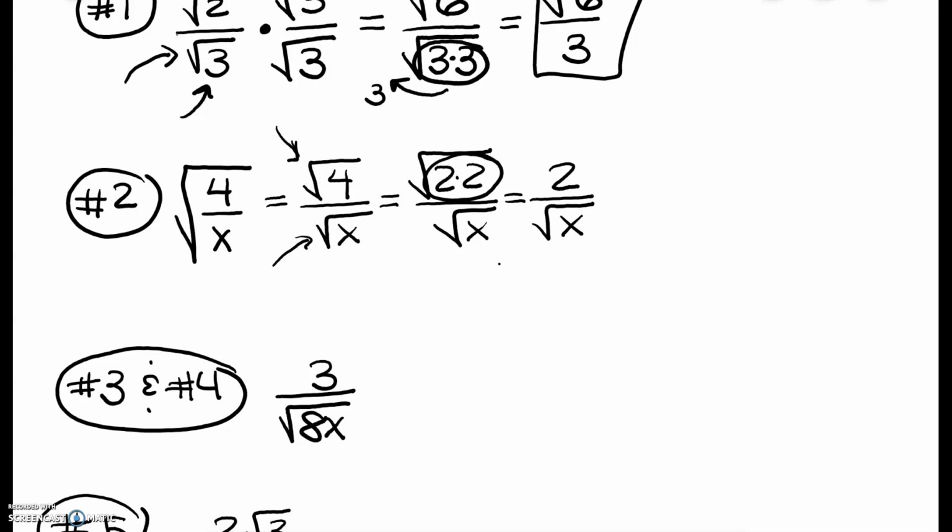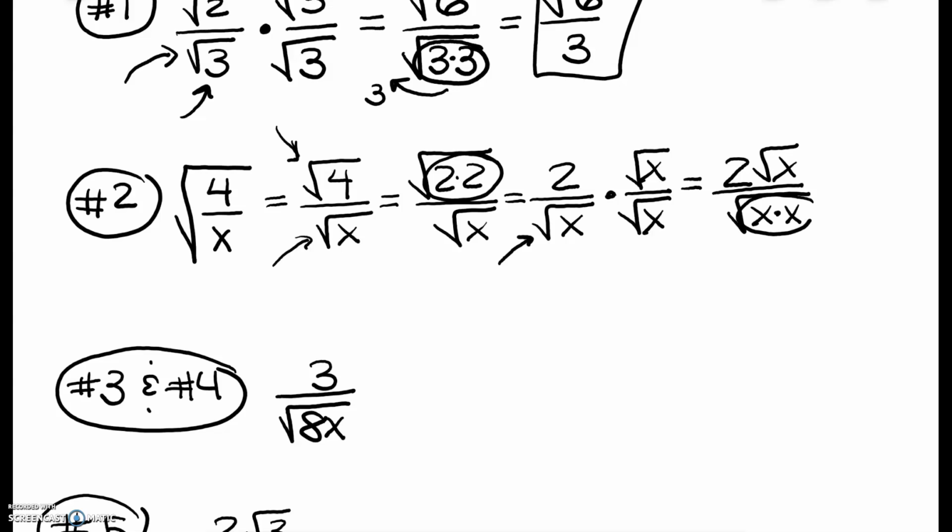So again, this is a square root. I need to have groups of 2, so I'm going to multiply it by another radical x. So I have 2 x's in my denominator. And again, I have to multiply by the number 1. So I get 2 radical x over x times x, which is a group of 2 x's. So I get an x that comes out. And my final answer is going to be 2 radical x over x.